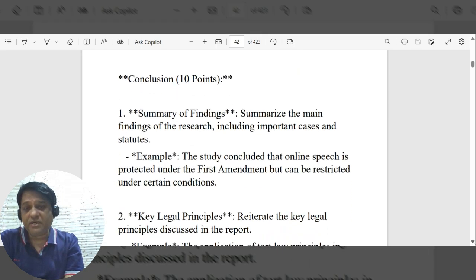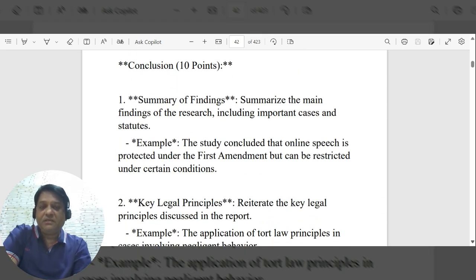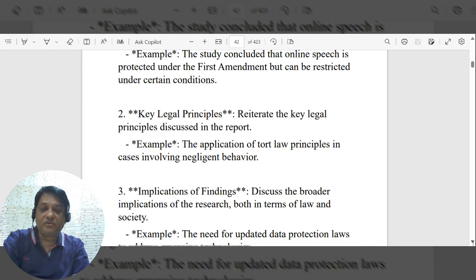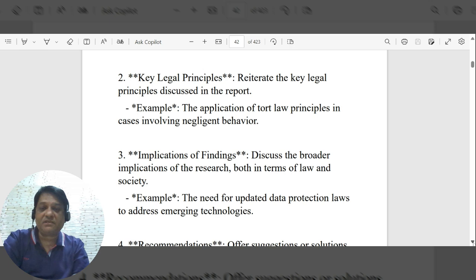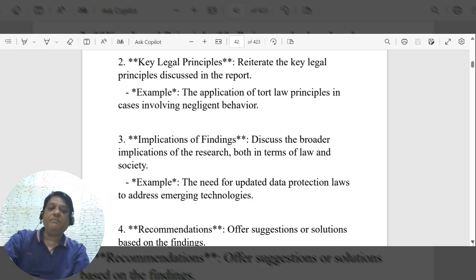So the conclusion is summary of findings. Summarize the main findings of the research, including important cases and statutes. Example, the study concluded that online speech is protected under the First Amendment but can be restricted under certain conditions. Key legal principles, reiterate the key legal principles discussed in the report. Example, the application of tort law principles in cases involving negligent behavior.